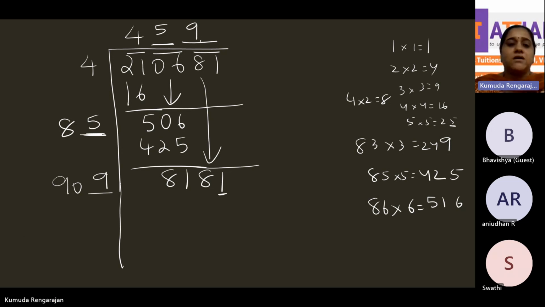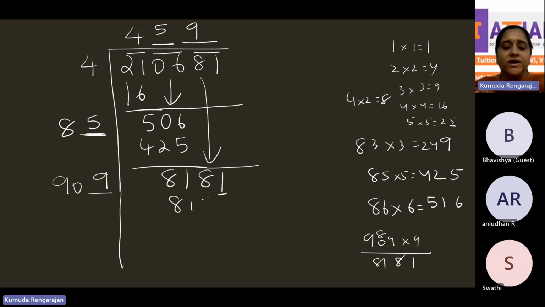909 into 9. So let's try 909 into 9. 9 9s are 81, 8 carried over. So 8, 9 and the 81. Yeah, so 909 into 9 is 8181. And the remainder is 0.